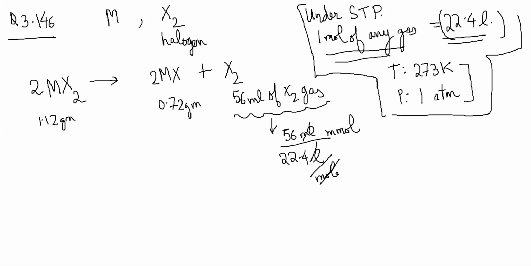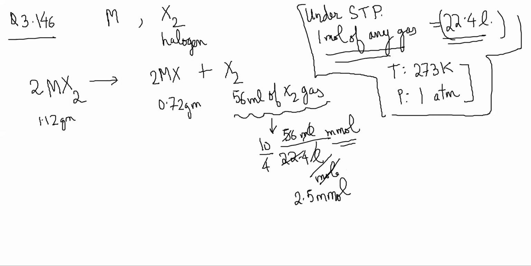It's 1 by 1000 liter mole, no? So millimole, we'll call it millimole. And let's do this. So 56 by 224 is 1 by 4. So 10 by 4 this is, right? Because 560 by 224, 56 into 4 is 224. So 10 by 4, so it is 2.5 millimole, right? 2.5 millimole of X2 gas.